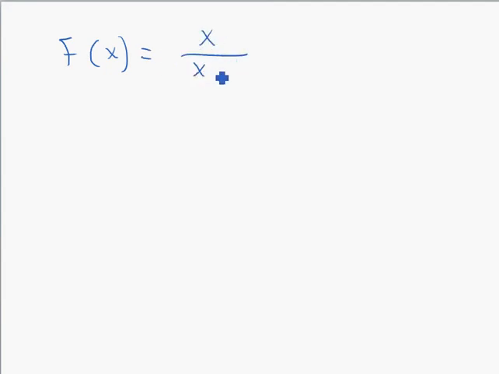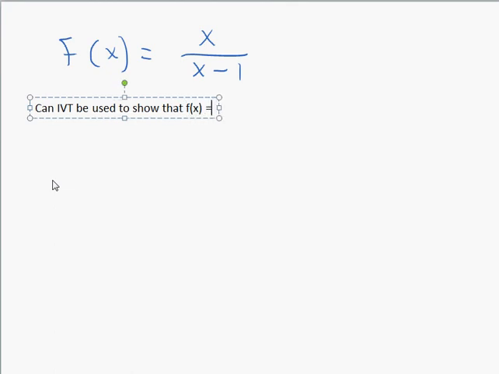Can IVT be used to show that f of x has to equal 0 somewhere on the interval from, I don't know, -2 to 2? Now, I'm doing this for a reason here, but check this out. Can we use IVT to show that f of x equals 0 somewhere on -2 to 2? Well, if you take a look at our function, it's continuous everywhere except for where the denominator is 0, which is 1. So, IVT cannot be used.